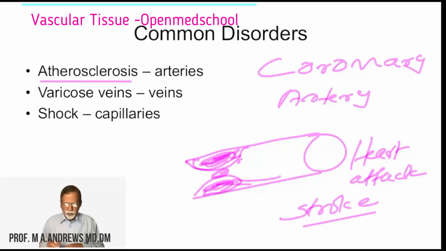So atherosclerosis is a disease where cholesterol deposits in the vessel wall, it is thickened, and the lumen becomes narrow. Varicose veins are the engorged veins that you especially see in the legs. In the next session, you will study about shock. Shock is a situation where tissue perfusion is affected and the blood pressure is low.